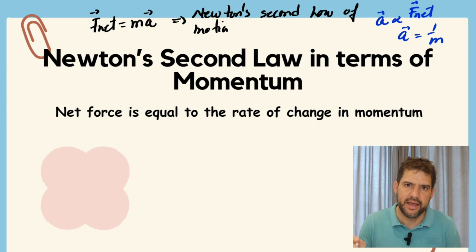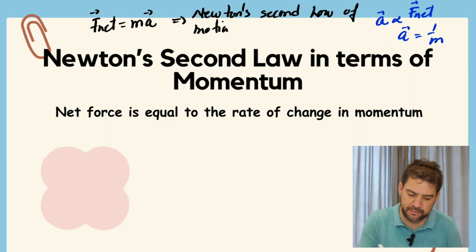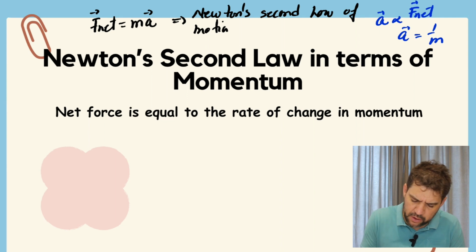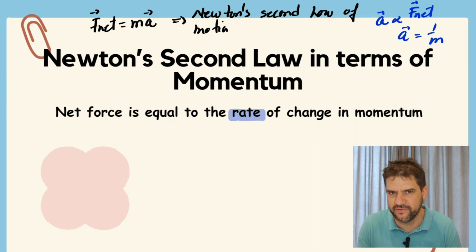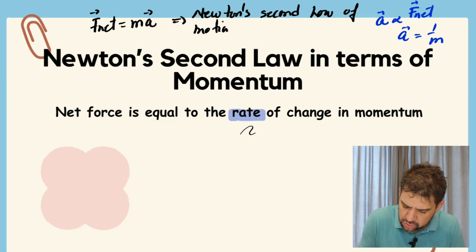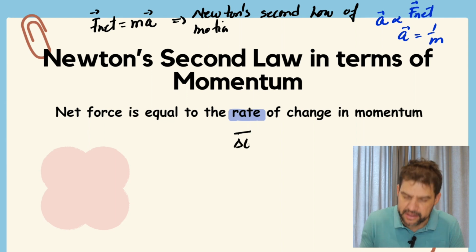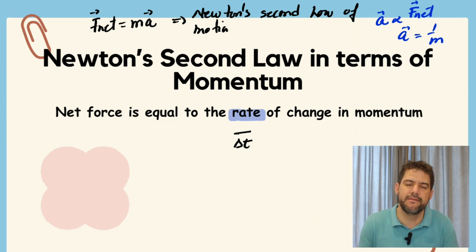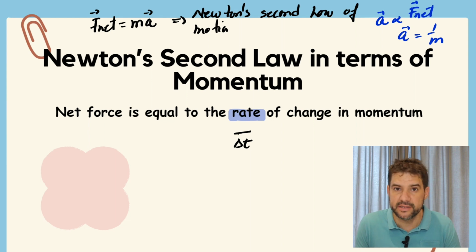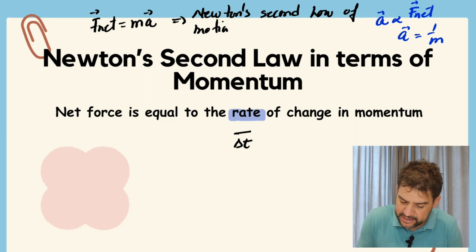This law, in terms of momentum, states that the net force is equal to the rate of change in momentum. Before moving on, I want to point out the word rate. Whenever you see the word rate, and you're going to see it a lot in physics, believe me, that means you are going to divide by time. So the word rate means dividing by the change in time. So it's the rate of change of momentum. In other words, it's change in momentum divided by time.